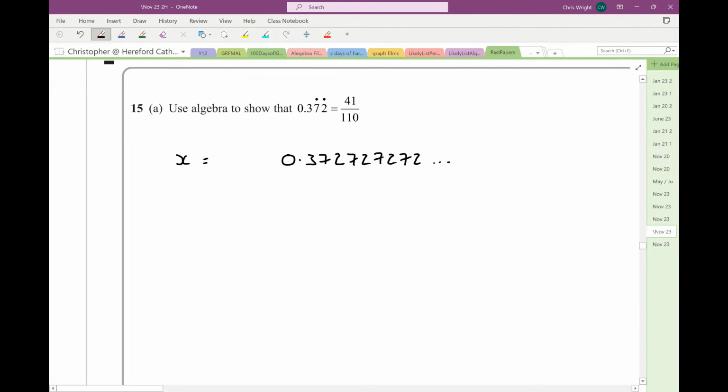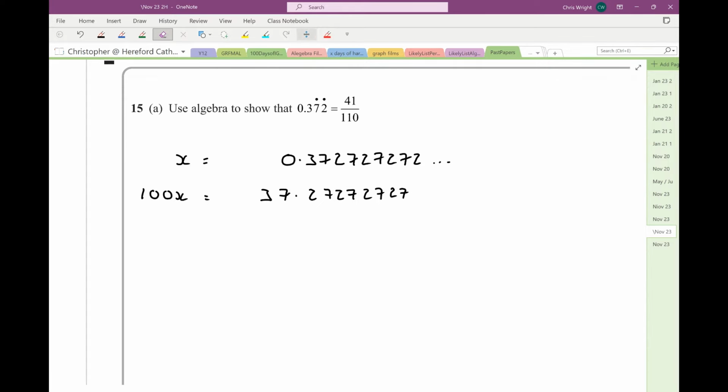Now, underneath that, I'm going to find 100x. Now, why have I chosen to use 100x rather than 10x or 1000x? Well, the reason for that will become clear in a moment. If x is 0.372727, then 100x is 37.2727. And you'll notice that the 2's and the 7's have all lined up. Now, if they hadn't, then I would try again and multiply by 10 or by 1,000 perhaps.